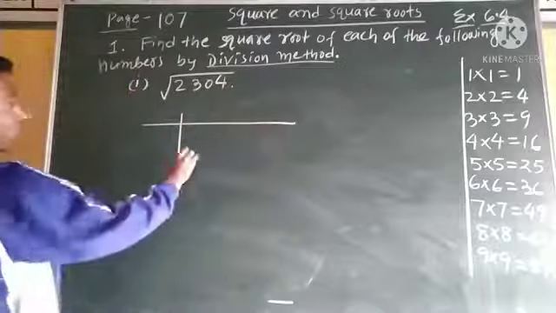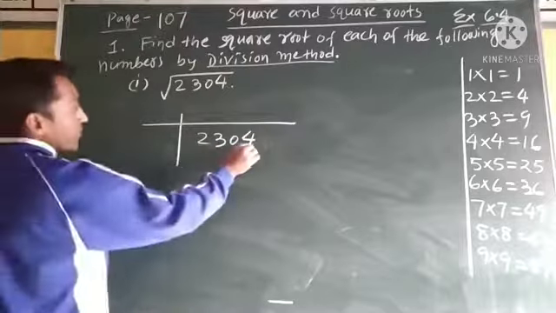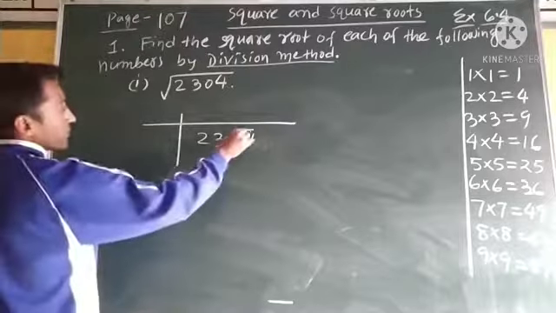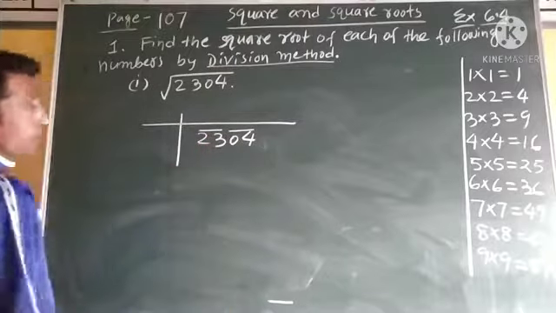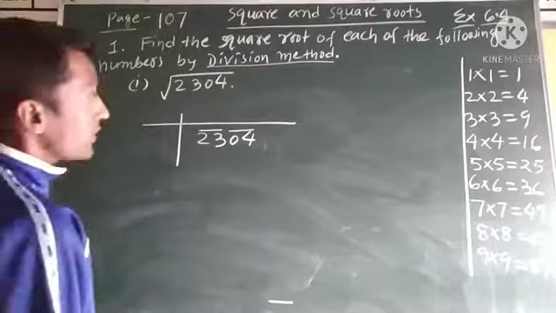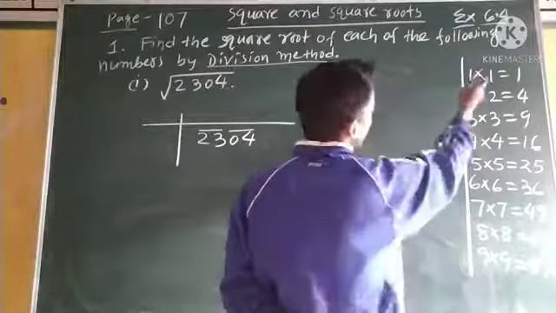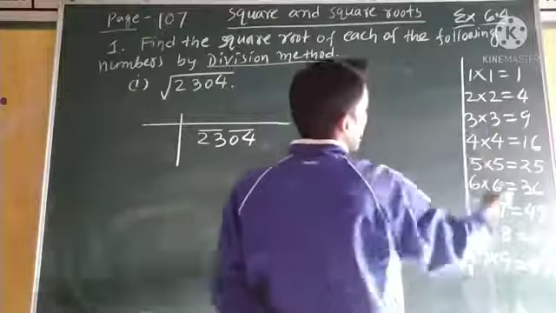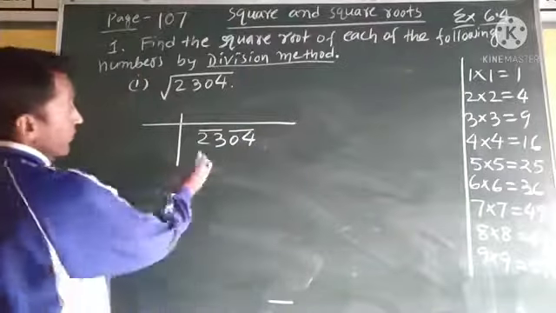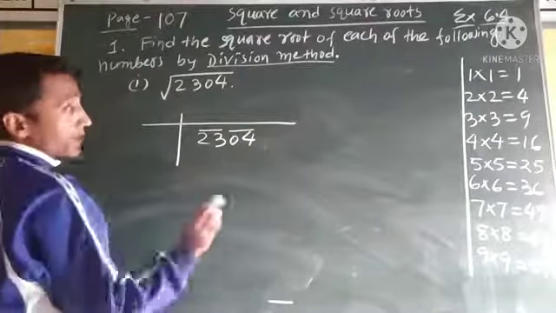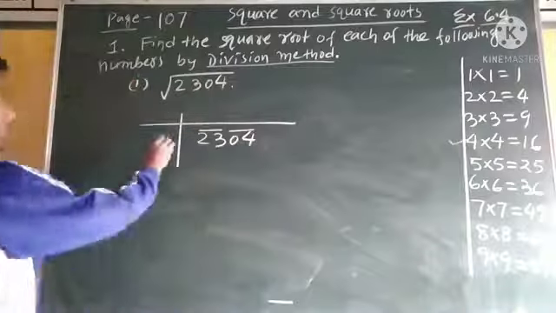So first of all, in this method you have to make pairs from the ones place. How many pairs do we get? We get 2 pairs. Now you see, in this method you have to think like this: 1 times 1 is 1, 2 times 2 is 4, 3 times 3 is 9, 4 times 4 is 16, 5 times 5 is 25. 25 is greater than 23, so you cannot use 5. First you take 4.